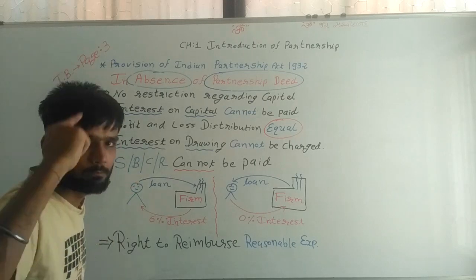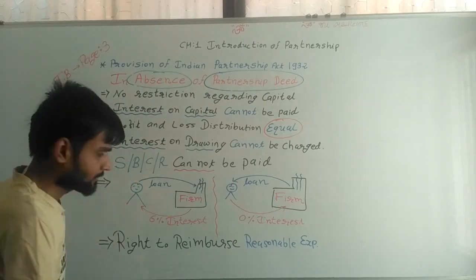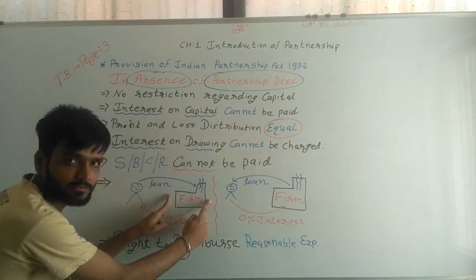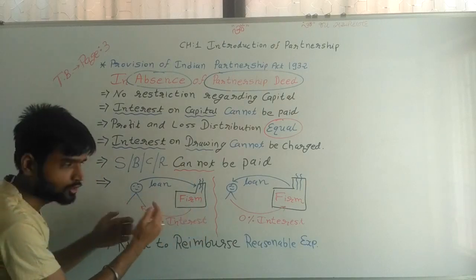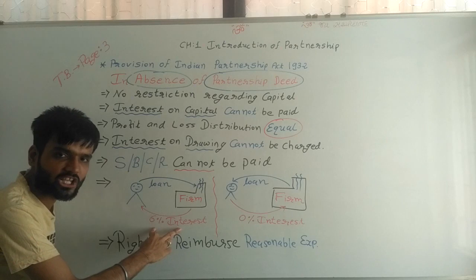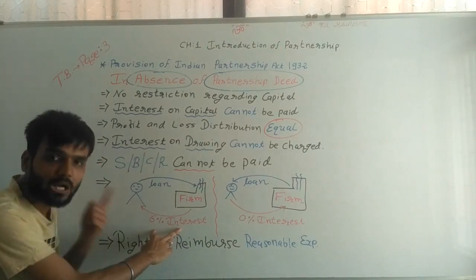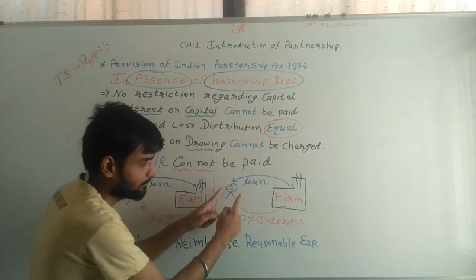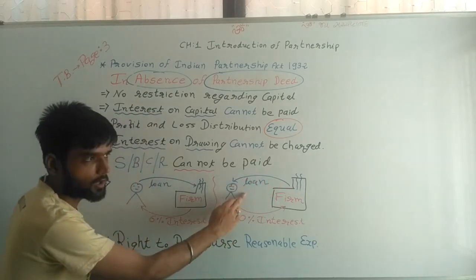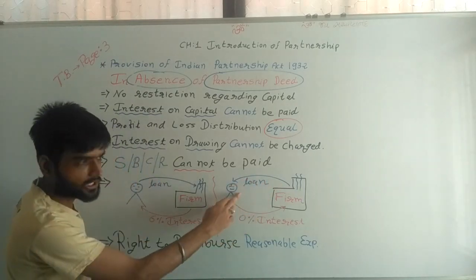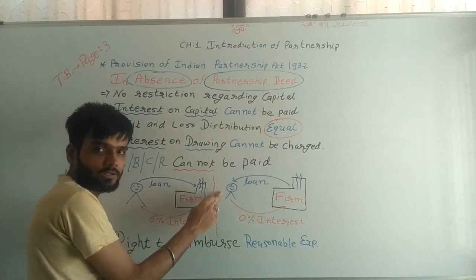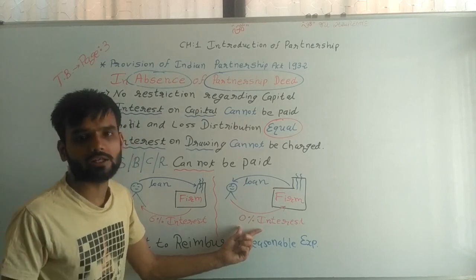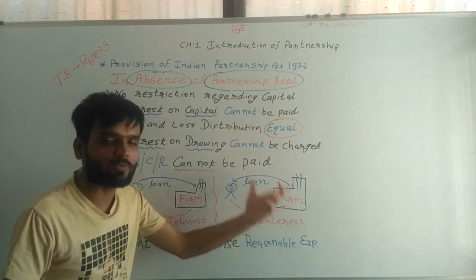So again I repeat, please try to understand the full thing. If the partner gives a loan to the firm, then the partner has a right to receive 6% interest. But in the vice versa situation, if the partner has taken a loan from the firm, then the partner has no liability to pay interest. 0% interest is charged by the firm.